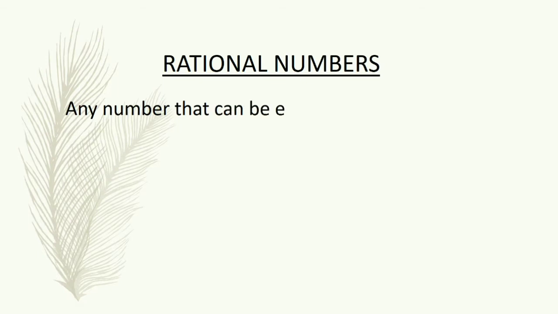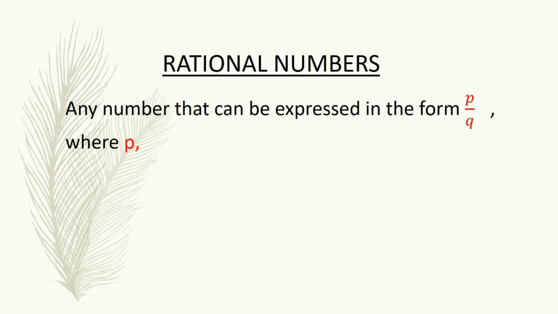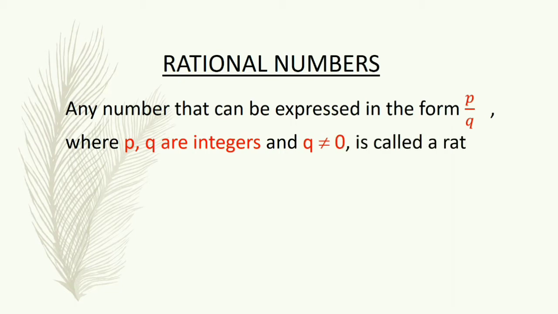Any number that can be expressed in the form of p by q, where p and q are integers and q not equal to 0, is called a rational number. That is, a rational number can always be written in the form p by q, and q cannot be 0 as 0 cannot be a denominator.